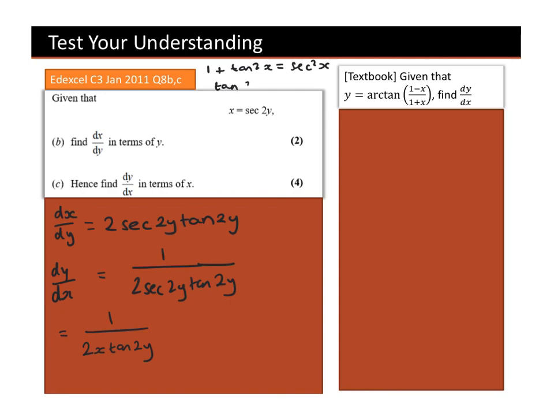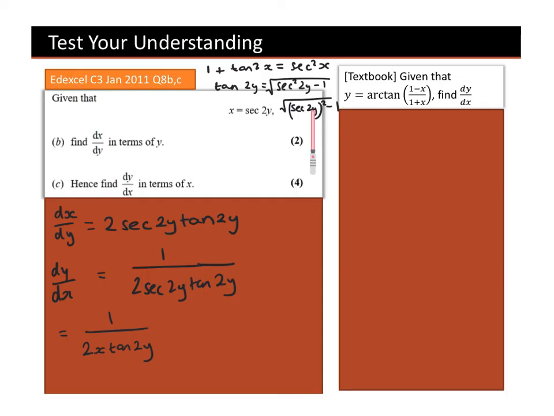So tan of 2y equals the square root of sec squared of 2y minus 1. That's simple rearranging there. So that actually means we know that sec squared, we write it as sec of 2y all squared, minus 1. We know what sec of 2y is.